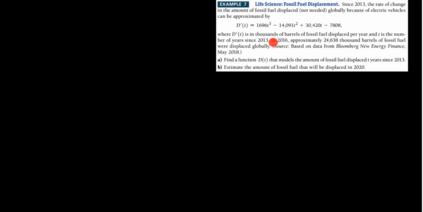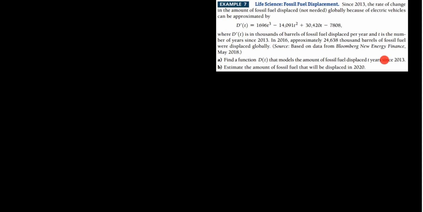Now, 2016 is 3 years after 2013. In 2016, approximately 24,638,000 barrels of fossil fuel were displaced globally. So we're given an initial condition, an initial value: 3 years after 2013, we have this number, 24,638. Keep that in mind. Part A: find a function D of t, capital D of t, that models the amount of fossil fuel displaced t years since 2013.